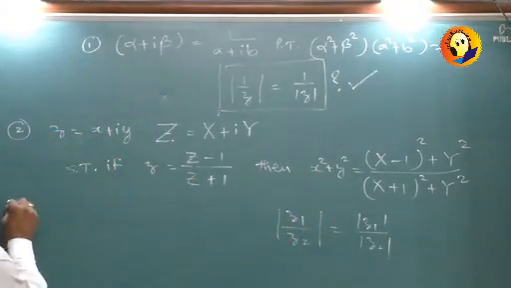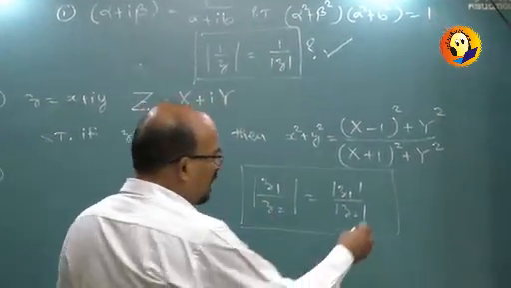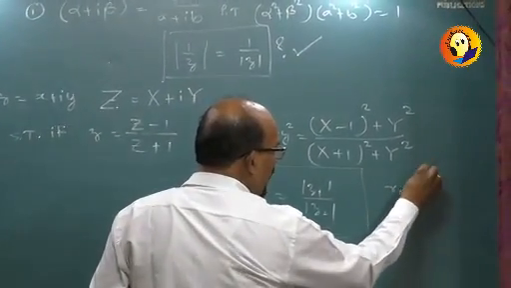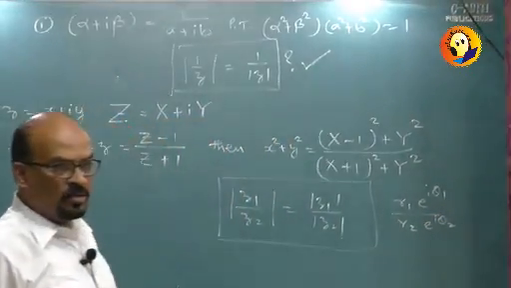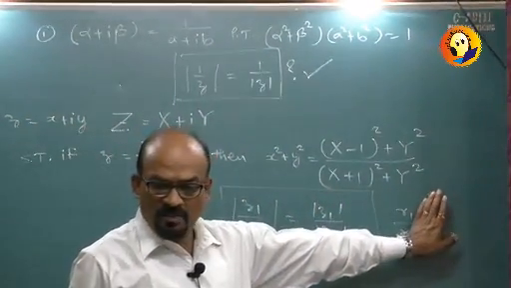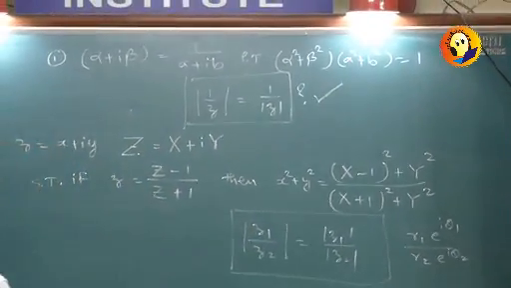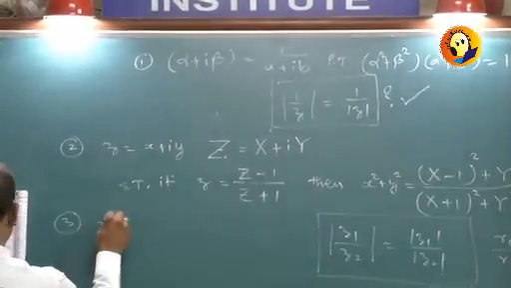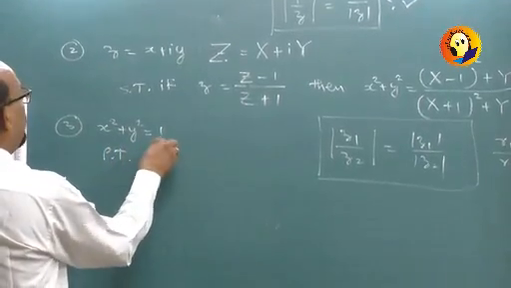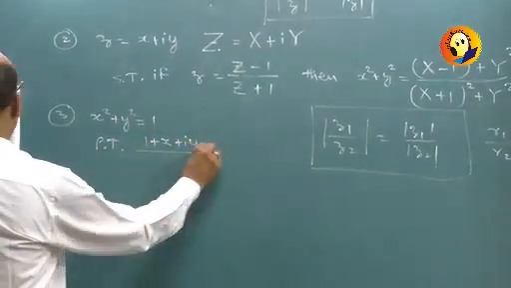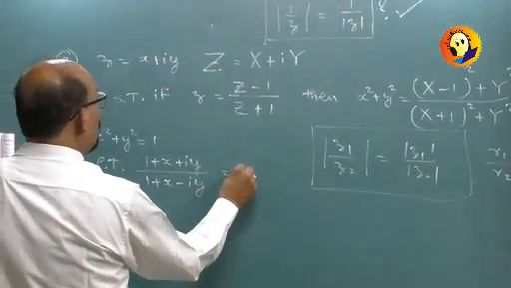Okay. Third, so this is one more. Of course, one can always write it as r1 e raised to i theta 1 upon r2 e raised to i theta 2. So when you take mod, these two terms will vanish. It is r1 by r2, that is mod of z1 by mod of z2. Third problem, he says x square plus y square equal to 1. Prove that 1 plus x plus iy upon 1 plus x minus iy equal to x plus iy.